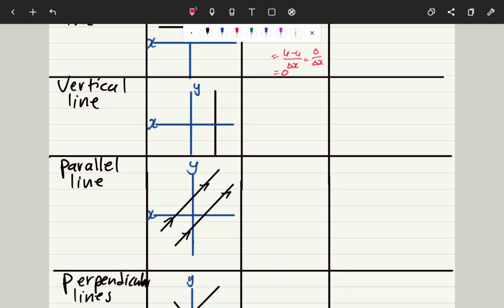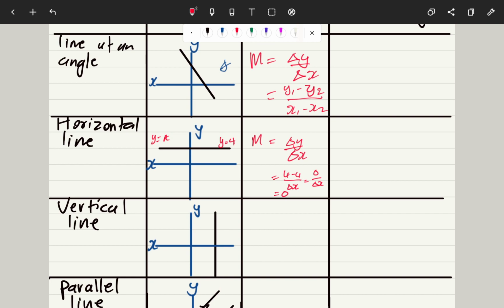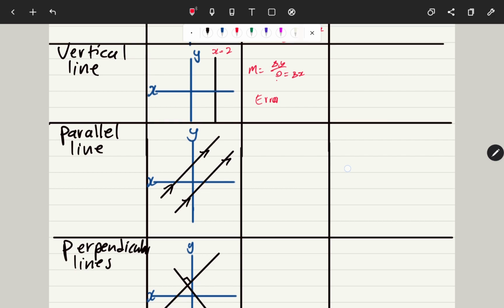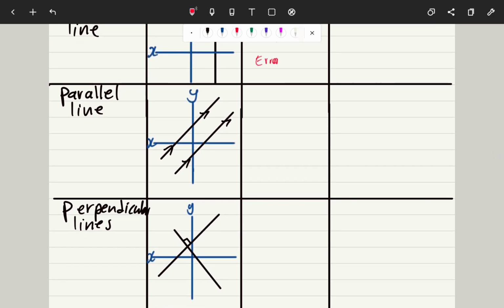The vertical line is simply the same logic, but in this case you realize that here we can say x equals 2. You realize that here the x values are the same throughout. So when you do your gradient formula, changing y over changing x, changing x is going to be 0. And when you have a denominator as 0, what do you have? Undefined, right? Or math error.